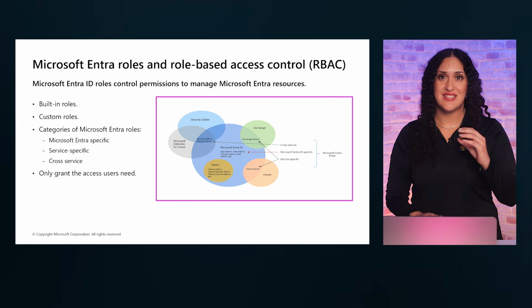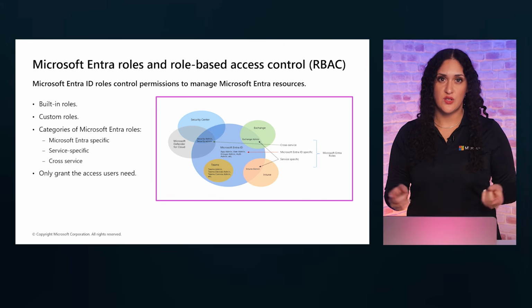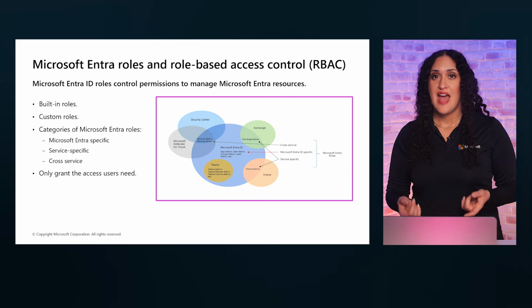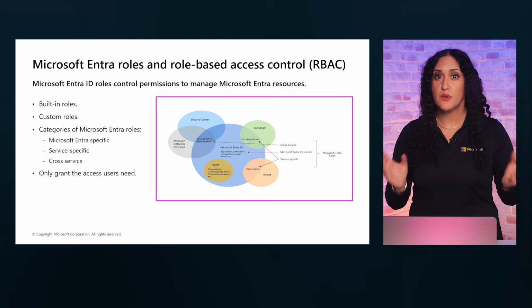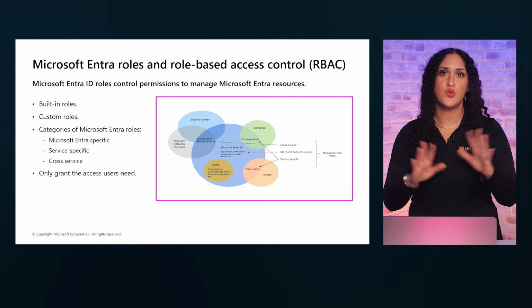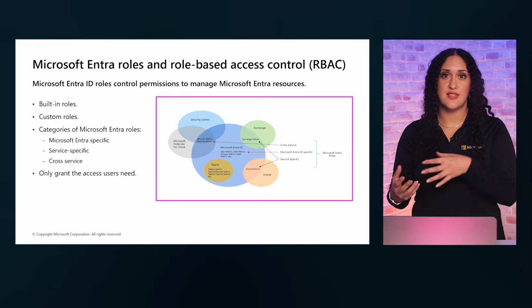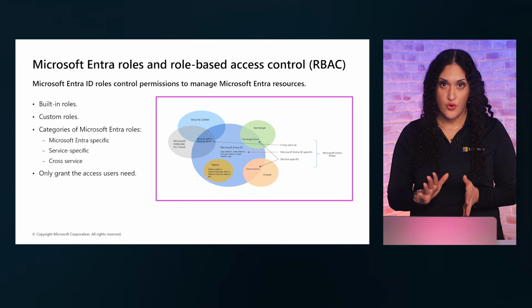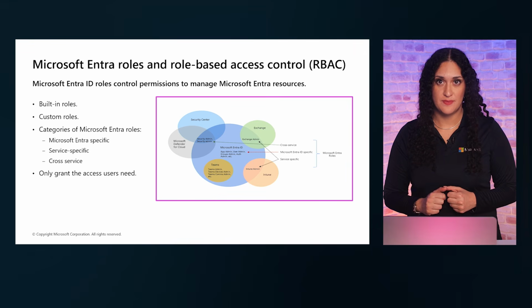RBAC works by assigning a role to a user at the right scope, either across the entire tenant or limited to a specific resource, like an application. Custom roles add flexibility by letting organizations create their own permission sets when built-in roles are too broad. The biggest benefit is security through least privilege. Users get only the access they need to do their job and nothing more. This reduces the impact of compromised accounts and helps prevent accidental changes.